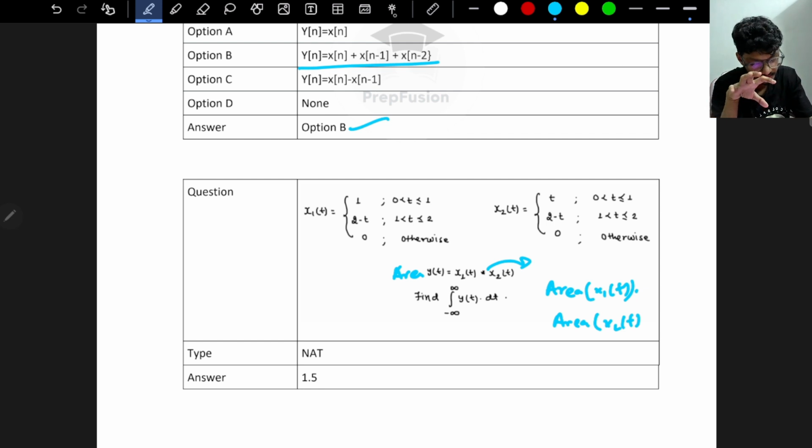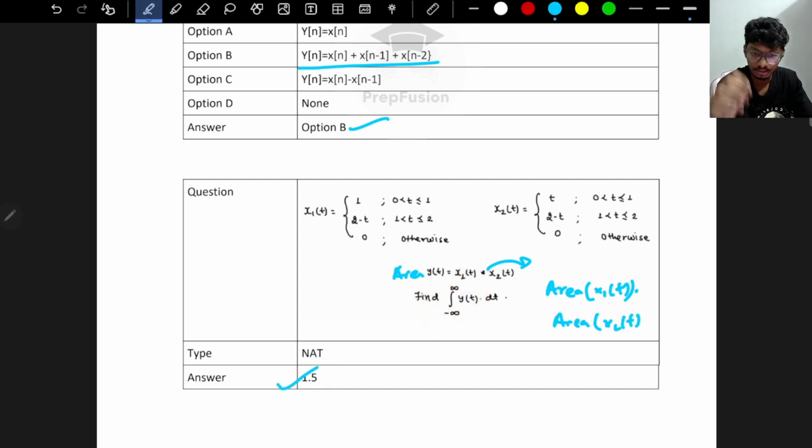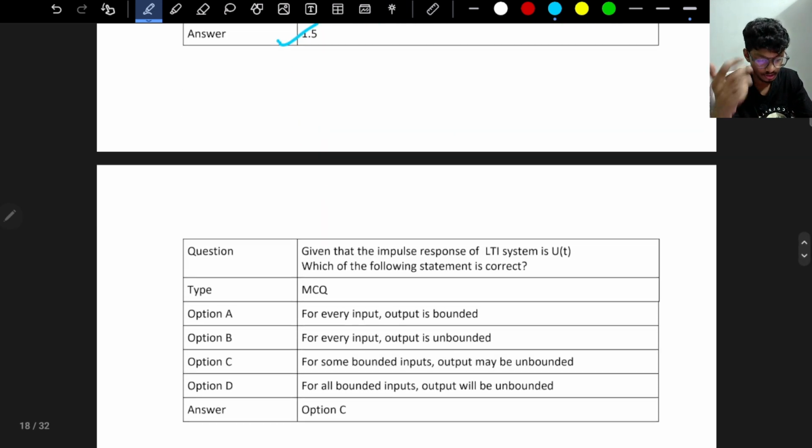If you apply this property, then you will be able to find out this area simply, right? Then you will be able to find out the area. This will come out to be 1.5. Okay, so now let's move to this question.